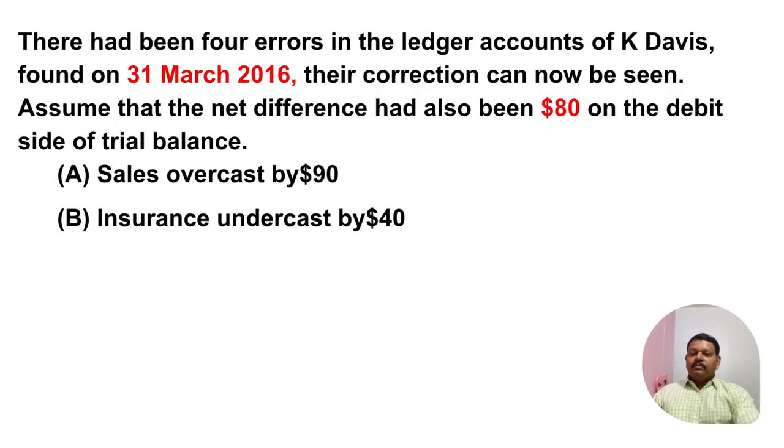And B, insurance undercast by 40. Insurance is an expense and has a debit balance. So here, undercast only, the ledger account insurance shows a lesser amount, so you have to add to the insurance account. So the insurance account is debited and the credit is the suspense account.